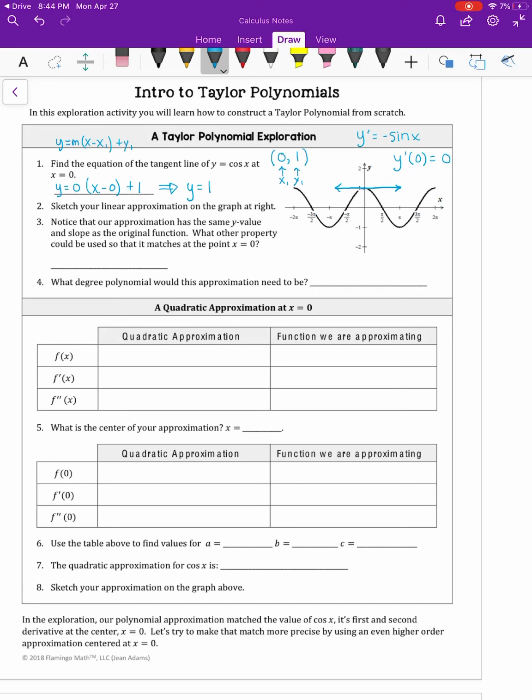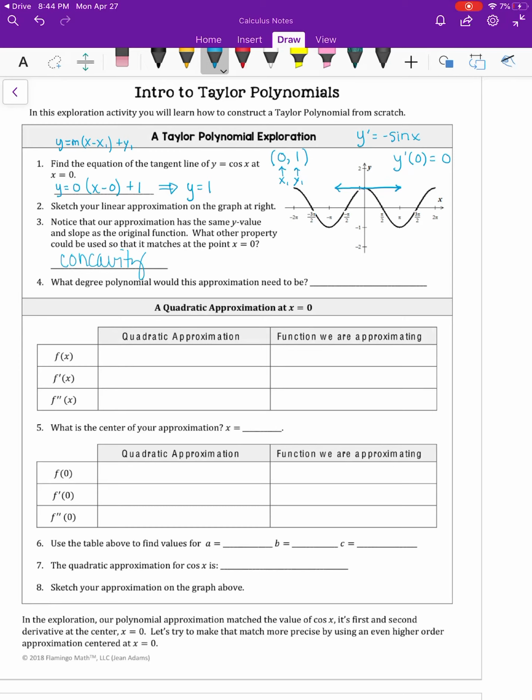And so that's what we just did: sketch the linear approximation on the graph at the right. Notice that our approximation has the same y value and slope as the original function. What other property could be used so that it matches at the point x equals 0? Another property that I see that our function has is that it's concave down. So I think that we could also use concavity as a property.